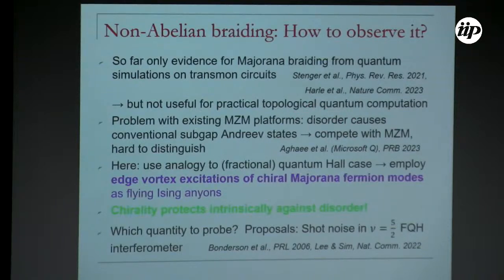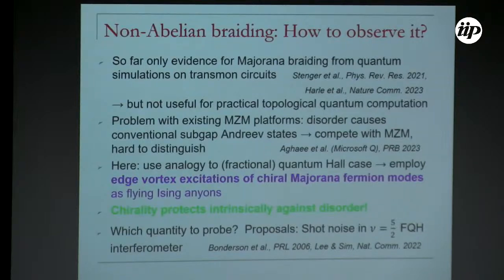Now, our idea here is that we use the analogy to the fractional quantum Hall case, also exploited in the Abelian case for demonstrating fractional statistics. Because the chiral edge modes are naturally protected against disorder. Yeah, it's a unidirectional mode. If there is some disorder centered, it can just move around it, but it will not be backscattered. Because it's chiral, it cannot be disrupted by disorder.